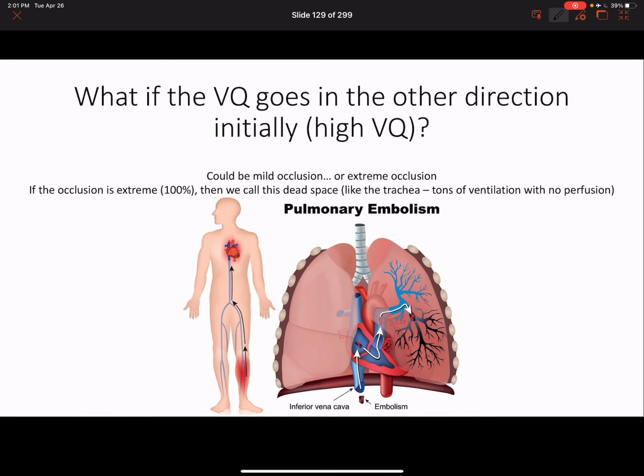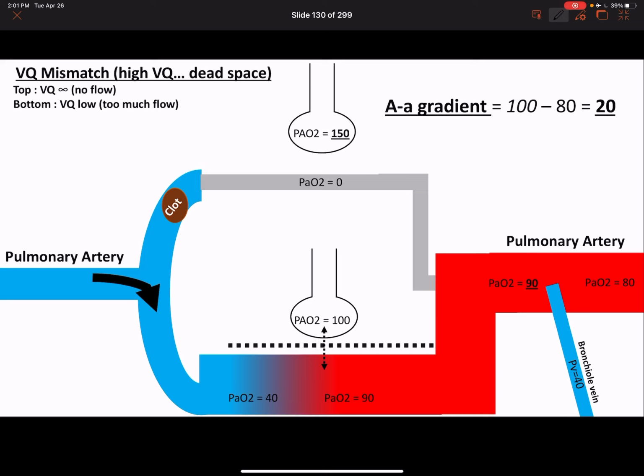So what if the VQ goes in the other direction? So we have a particularly high VQ. This could be a mild occlusion or an extreme occlusion, right? A saddle embolism versus a smaller clot in the lungs. But when it's a 100% occlusion of a capillary, this is called dead space. Again, we said that the trachea is technically dead space as well. There's a lot of ventilation with no perfusion, and we say that the VQ is infinity.